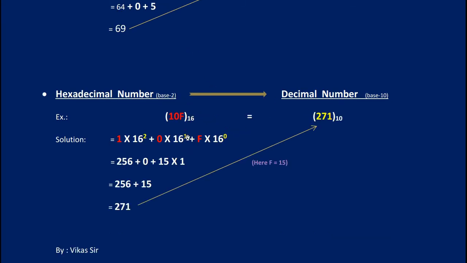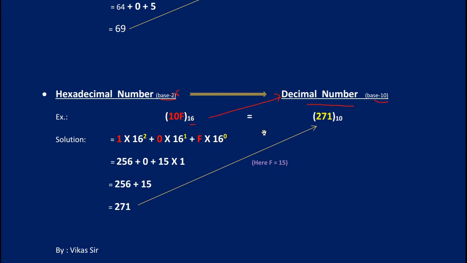Now next, we have to convert the hexadecimal number system having base 16, which is mistakenly written here. So the hexadecimal number system having base 16, we have to convert this into the decimal number system having base 10. Here we are taking the example 10F having base 16, that we have to convert into the form of the decimal number system.